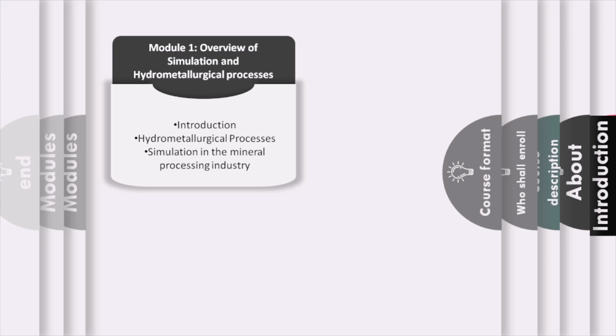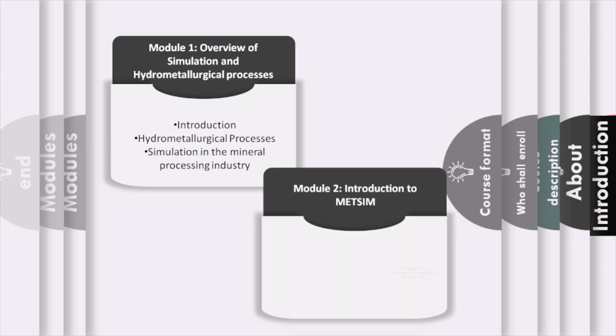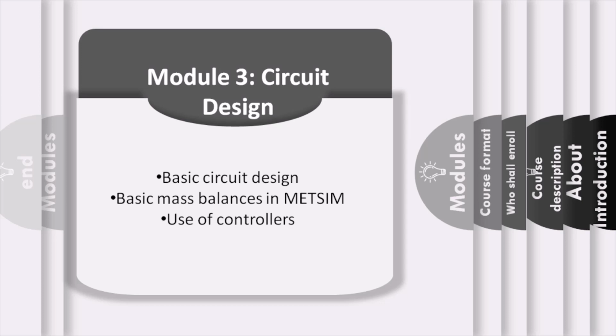Now, we have 6 modules. The first module will look at the overview of simulation in hydrometallurgical processes. Then we'll get into METSIM itself, whereby we'll introduce how to navigate and all the basic functions in METSIM. Then we'll go on to start designing the circuits and using controllers, and also we'll do basic mass balances in METSIM, particularly in the hydrometallurgical sector.